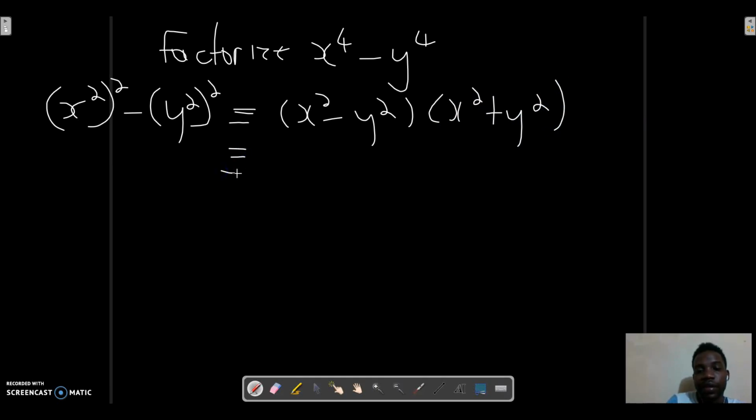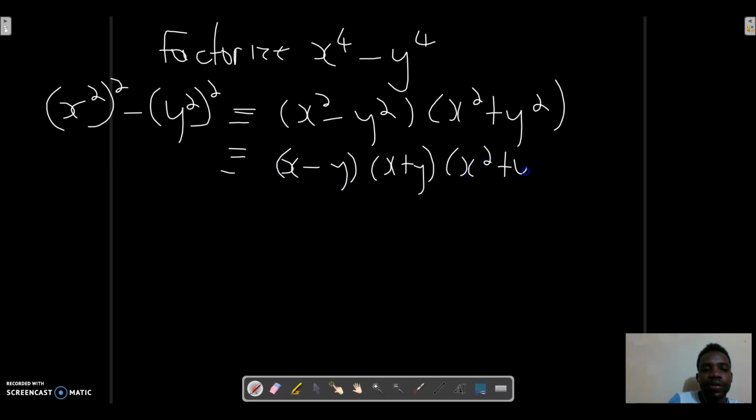This can further be factorized because x squared minus y squared, also the difference of two squares, would be x minus y times x plus y, times x squared plus y squared. And we know that x squared plus y squared can't go any further because that is irreducible. That is one angle to look at it.